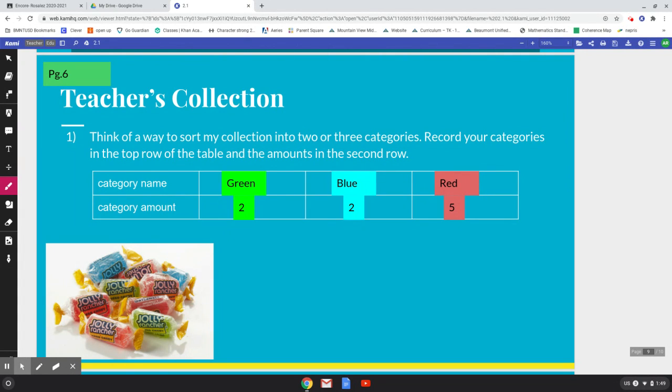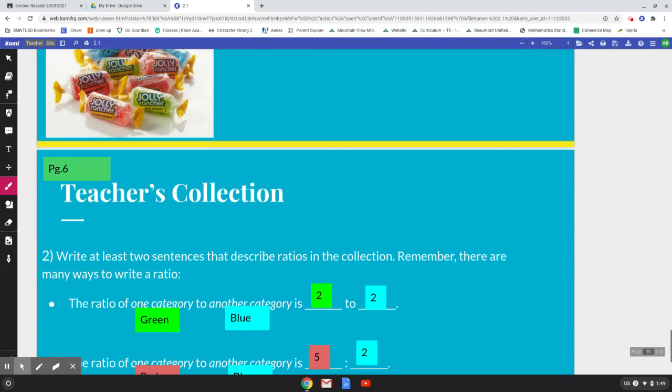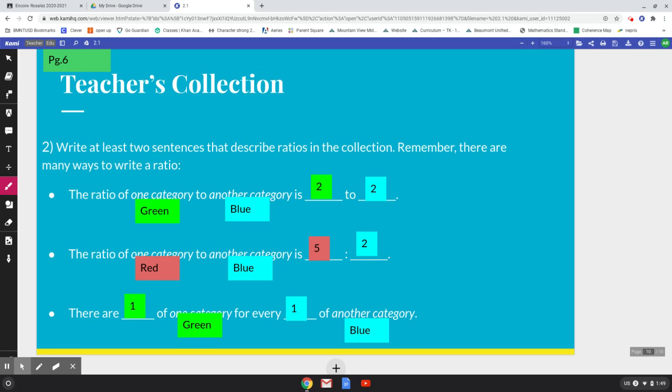And then the next color I see is red. So I did red, and I have 5. There are 5 red Jolly Ranchers right there. And now what happens is we can write sentences based on the picture that I just showed you. So it says, write at least 2 sentences that describe ratios in the collection. Remember that there are many ways. So just because I chose these ways doesn't mean it's the only right way. There are many, many more ways that you can write all of this.